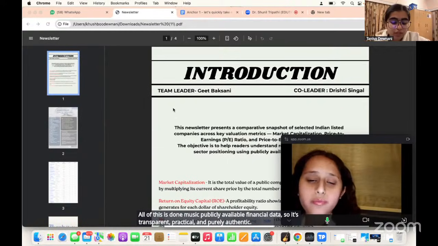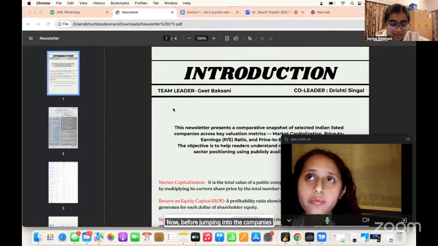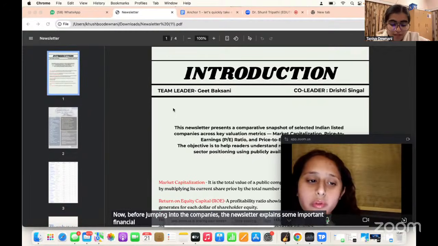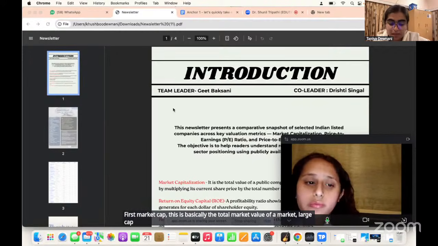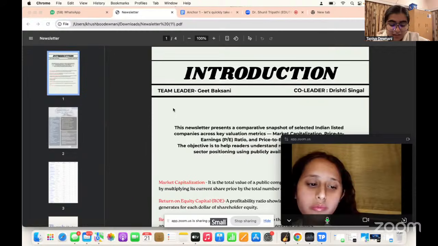Now, before jumping into the companies, the newsletter explains some important financial terms. First, market cap. This is basically the total market value of a company. Large cap companies are usually stable. Small cap companies can grow faster but are riskier. Big market cap usually means a bigger, more established company.